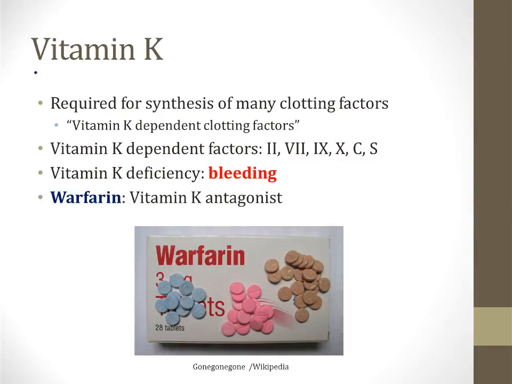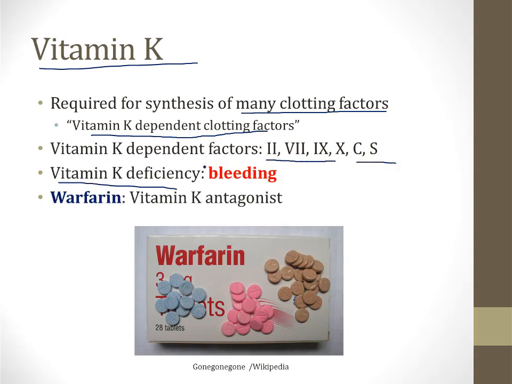I'll finish this module with two other quick points about the coagulation cascade. The first has to do with vitamin K. Vitamin K is required for the synthesis of many of the coagulation factors. They are called vitamin K dependent clotting factors. These include factors 2, 7, 9, 10, and protein C and protein S. Patients who are deficient in vitamin K can develop bleeding, and the mechanism of warfarin's effect as an anticoagulant is to antagonize vitamin K. And I talk about this in more detail in some of the other modules.